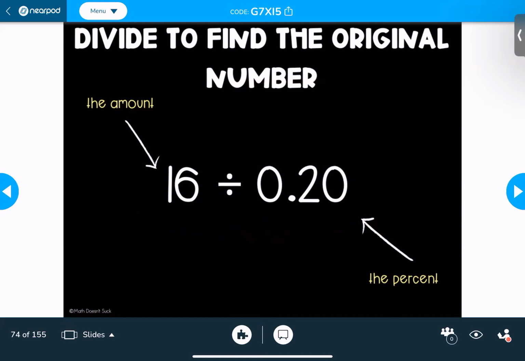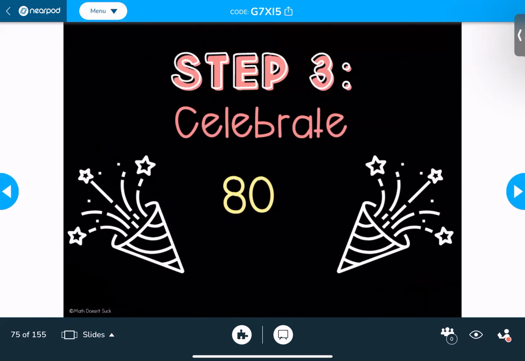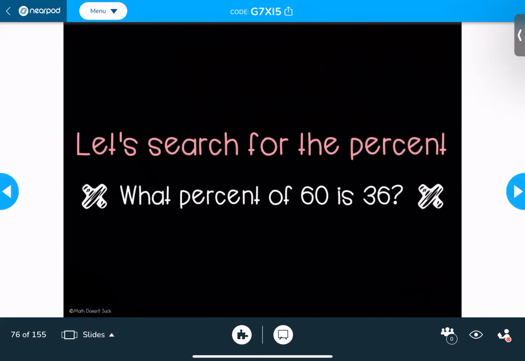That means your 16 is going in the house and your 20 hundredths is going outside of the house. Remember what that means with your decimal. We can't have the decimal outside, so we're moving that decimal twice to get it inside. Our answer would be 80. So 20% of 80 would be 16. Okay, so that's step one. We're given the answer, we're given the percent, we have to find our starting number.